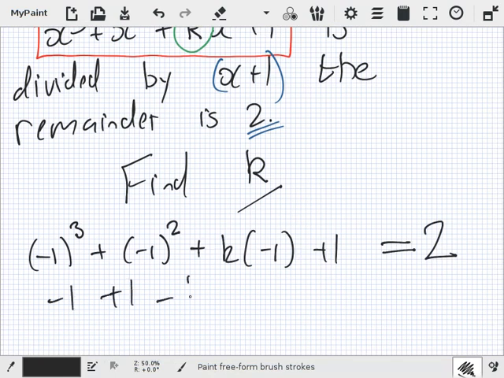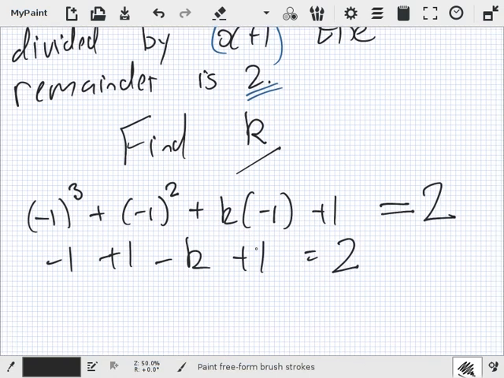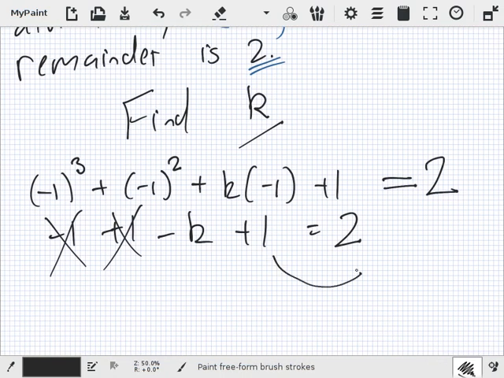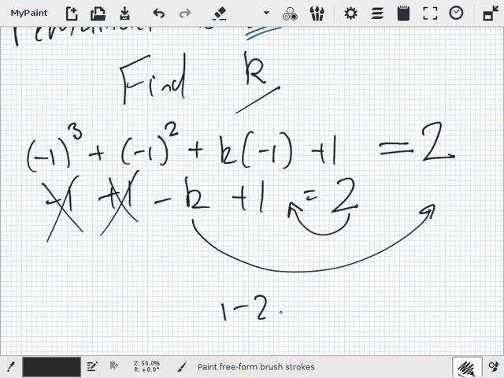Now this is -1, this is +1. This is minus k, this is +1. This is equal to 2. -1 plus 1? Gone. 0, yeah. Now I'll take the k to the right and the 2 to the left. So I have 1 minus 2 equals k. So then k equals -1. Yeah, so you probably just made a small mistake at the end, was it?